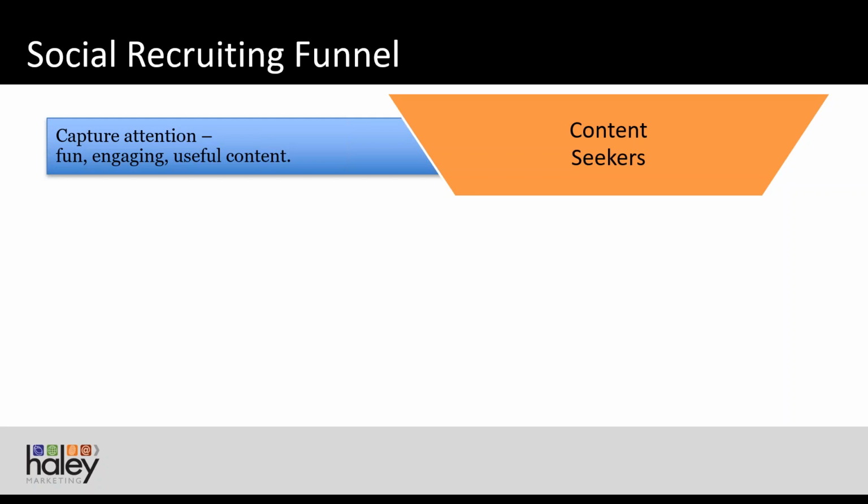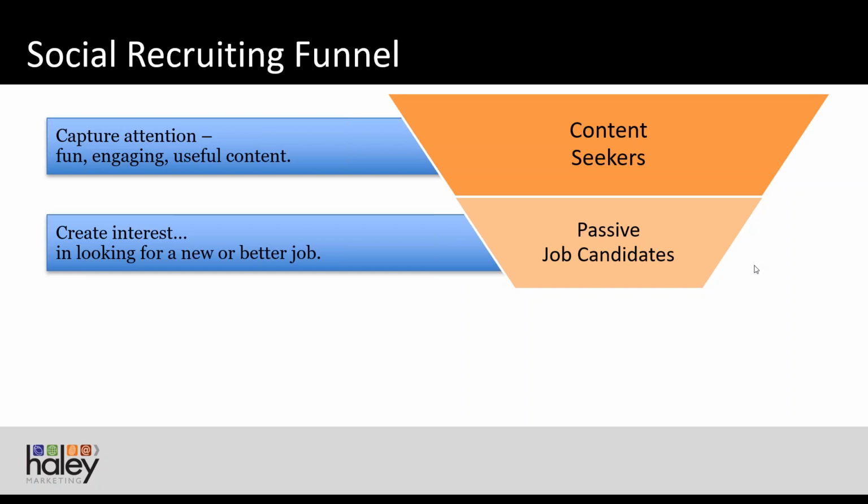At the content seeker stage, we need to capture their attention. It could be fun content, it could be engaging content, it could be useful content, but that's our goal. Then we need to get people to the next level, which is to become passive candidates. And at the passive candidate stage, now they're interested in looking for a new job. They may not be really researching our jobs yet, but they're starting to make that transition of, I'm really not that happy. So I might be open to looking at opportunities.